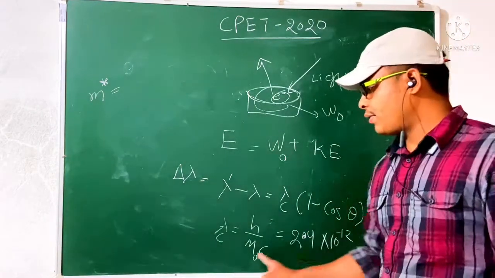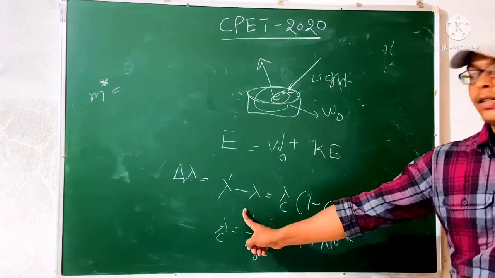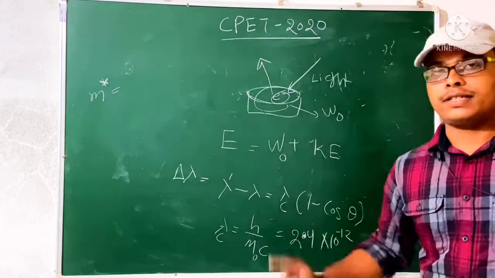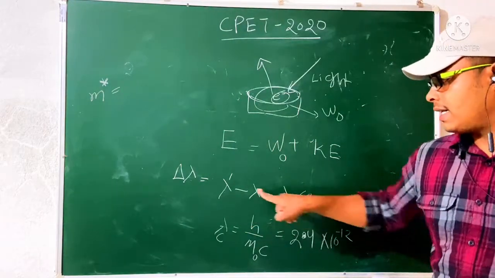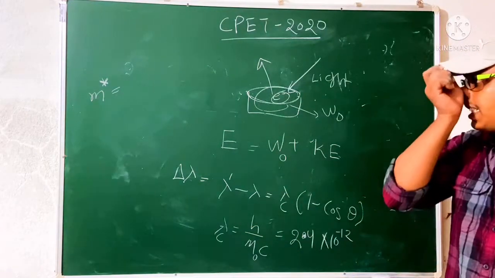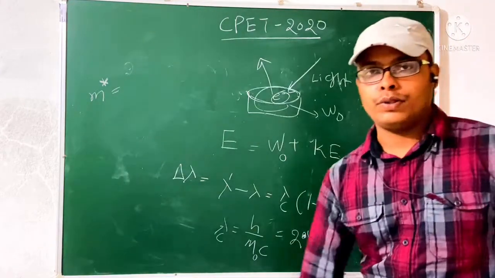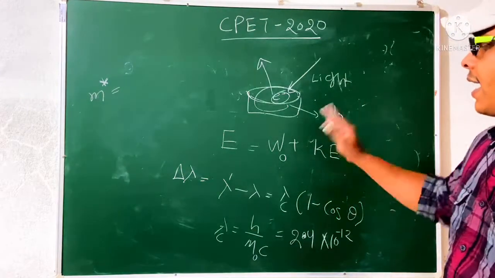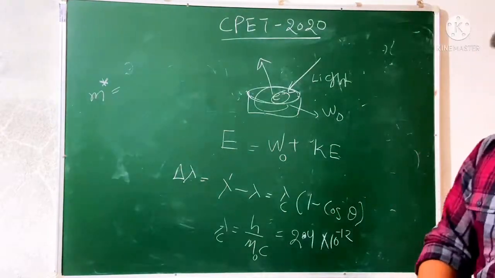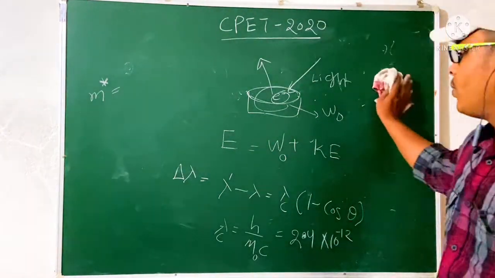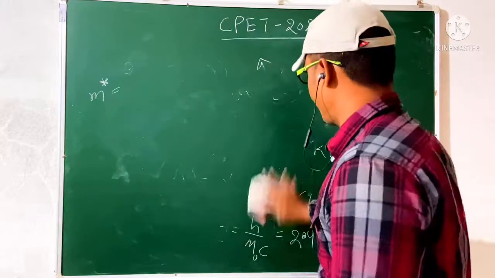2.4 picometer. So try to remember this Compton wavelength. This is the Compton wavelength lambda c, and this is the Compton effect. So these are all small things about your quantum mechanics. This is the start of quantum mechanics, that is your photoelectric effect and Compton effect. So try to remember these things. This will be helpful for your exam.